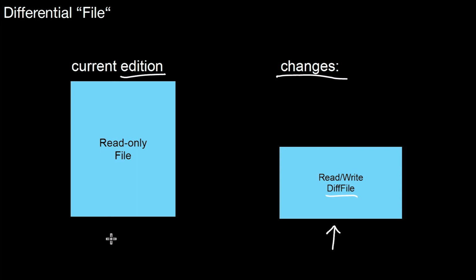The current edition is read-only, like a book. If you have a book, you can't change it. It's out, it's in the bookstores, no way to change it anymore. So this is basically read-only. We do not apply any changes. Just eventually, we merge the diff file and the existing current edition into a new version of the read-only file. That is the idea of differential files.